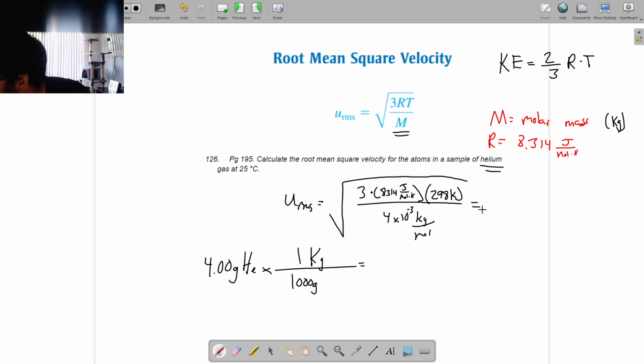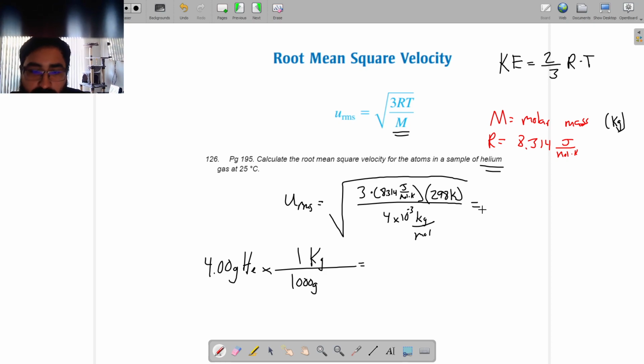Why is my math wrong? Oh, there's a 5, 8.3145. So 3 times 8.3145. Oh, I know. There was a little mistake. My finger slipped and it pressed something. Times 298 divided by 0.004. All right. And then you got to take the square root of that.